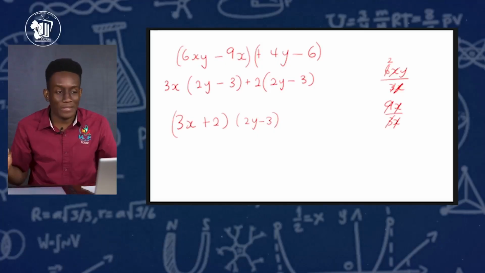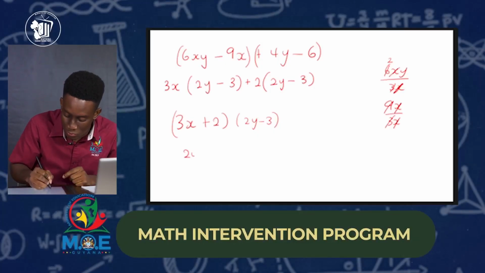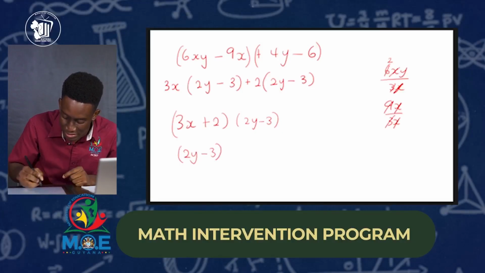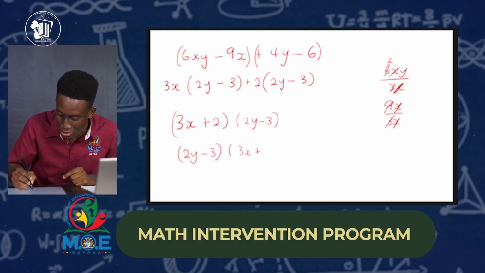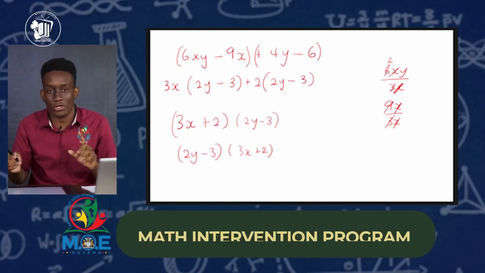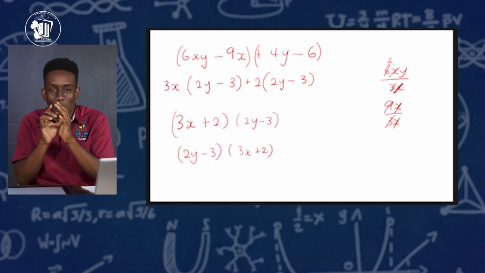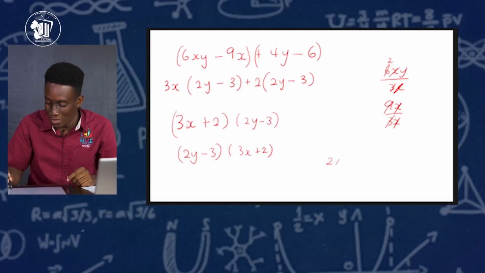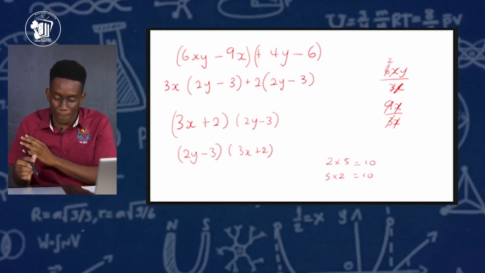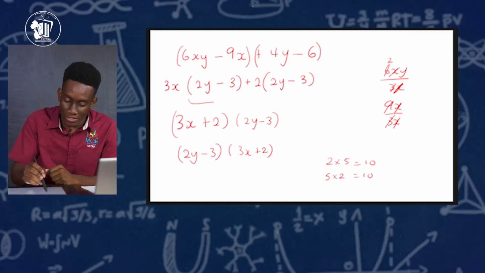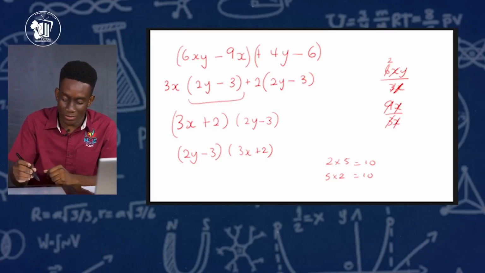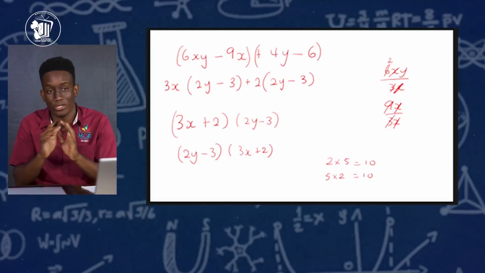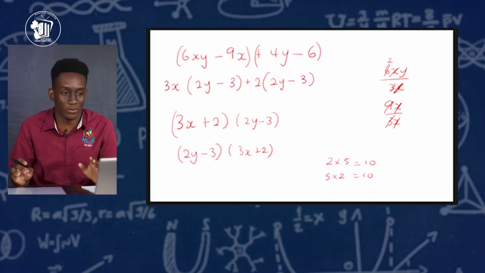Now one thing to note, you may be asking, what if I write 2y minus 3 and 3x plus 2? What if I switch it around? It doesn't matter which order you write the brackets, because that's like if you have 2 multiplied by 5, that will give you 10. 5 multiplied by 2 would give you the same 10. So it does not matter if you put this first and then what is outside the bracket, or you put what is outside the bracket first, it really and truly doesn't matter. Same answer you'll get.